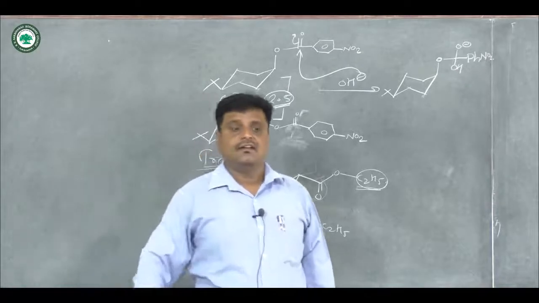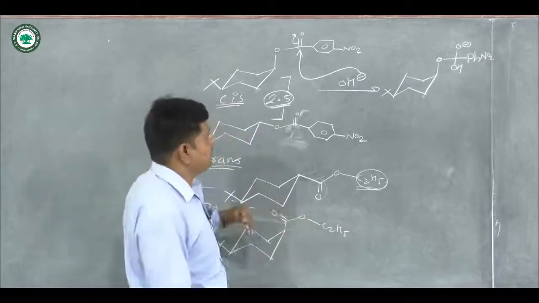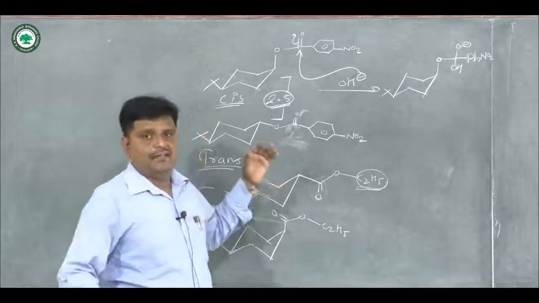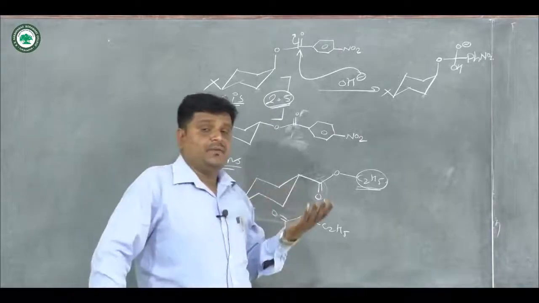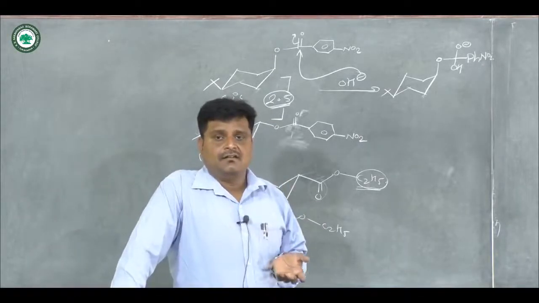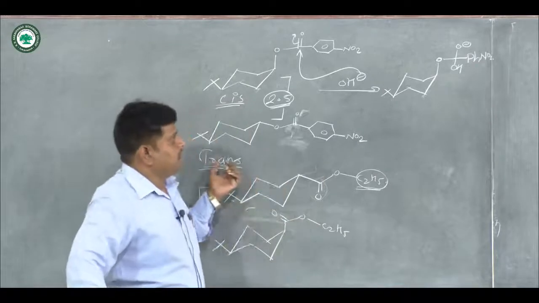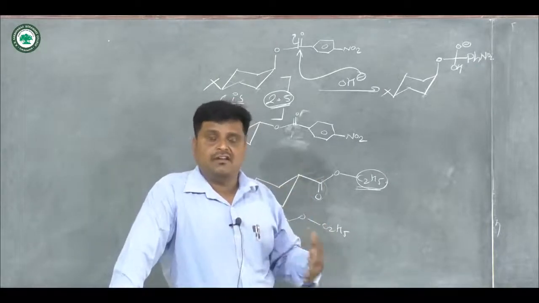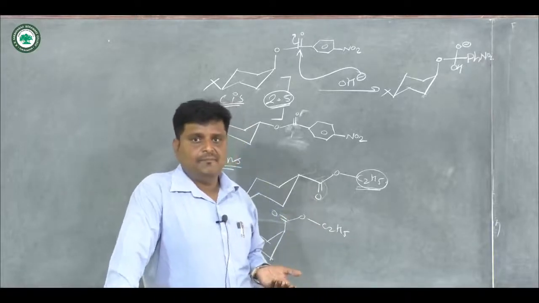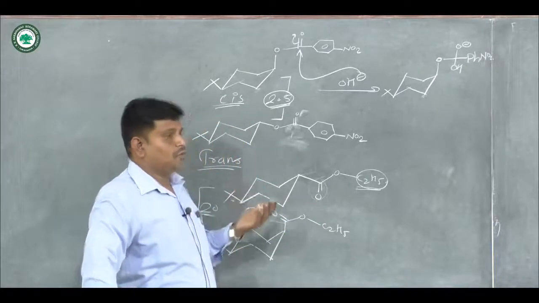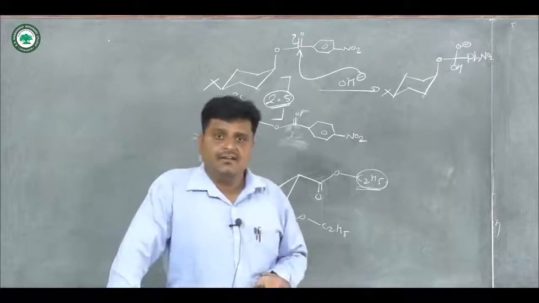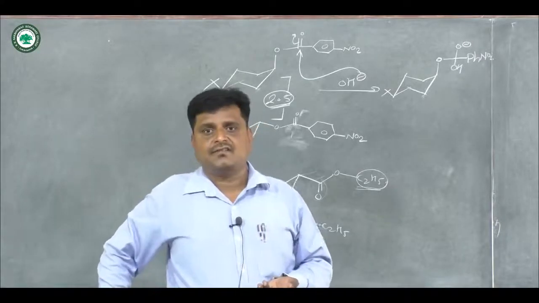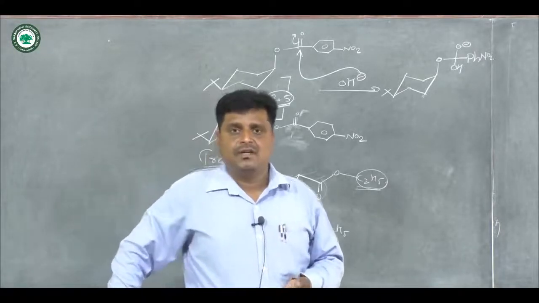So from this overall explanation we can say that in many reactions, steric hindrance is also favorable for the rate of reaction, and that's why we call these sterically hindered and assisted reactions. Okay, thank you.